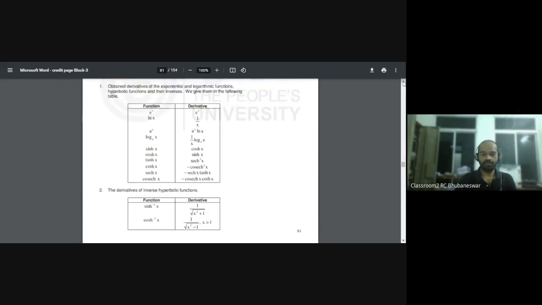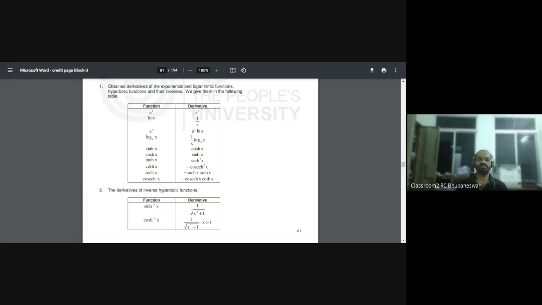Now let us move towards the summary of the second module, which is on page number 81. If you have the course material, the book, you may also follow page number 81, and that is the summary of the second unit, which is all about the derivative of some more functions. Here, as you can see in the table, we have listed some standard functions.